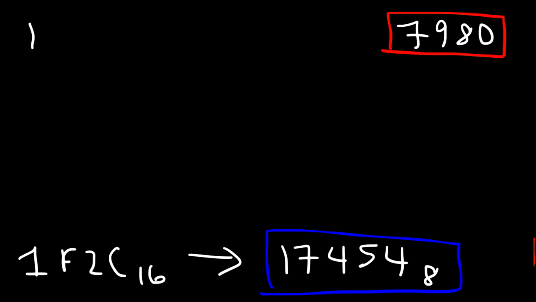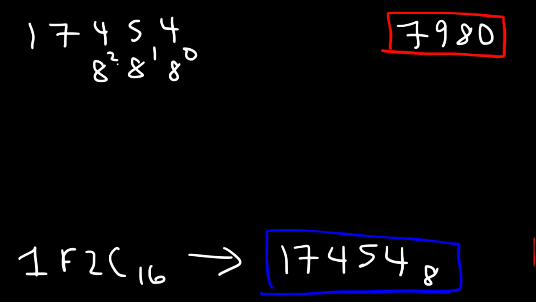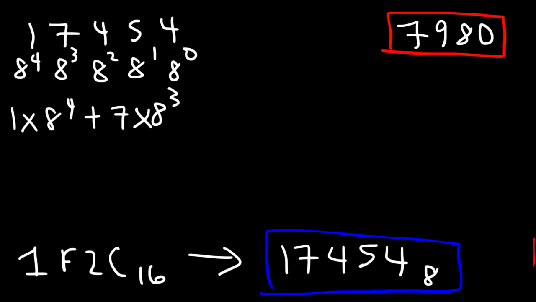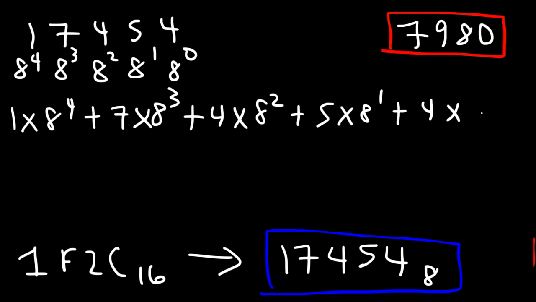So we have 17454. So the first number, 4, we're going to multiply by 8 to the 0, and then the next number by 8 to the first, and then we're going to follow this pattern. So it's going to be 1 times 8 to the 4th, plus 7 times 8 cubed, plus 4 times 8 squared, plus 5 times 8 to the first power, plus 4 times 8 to the 0 power.